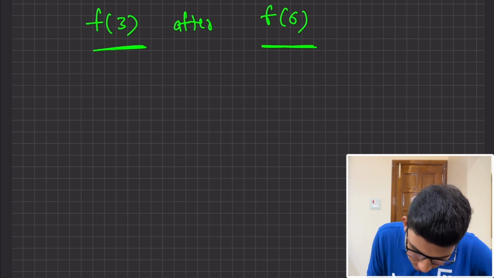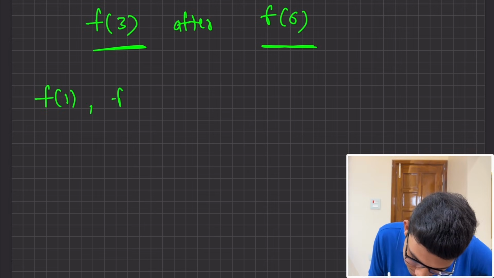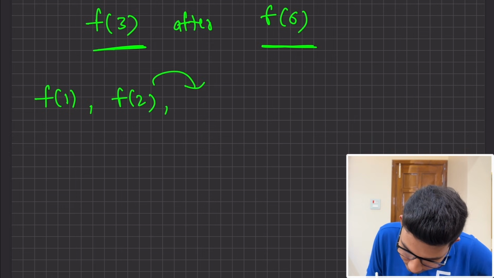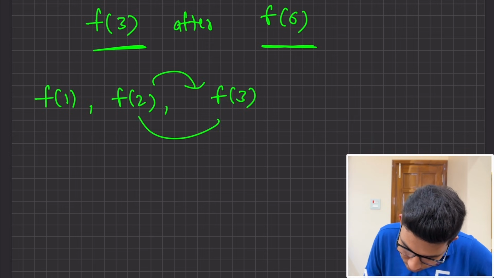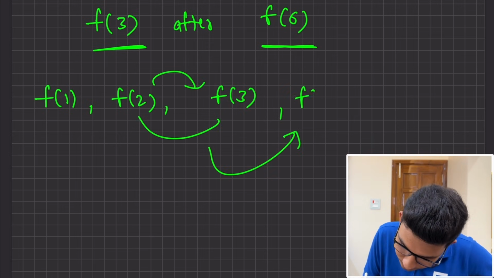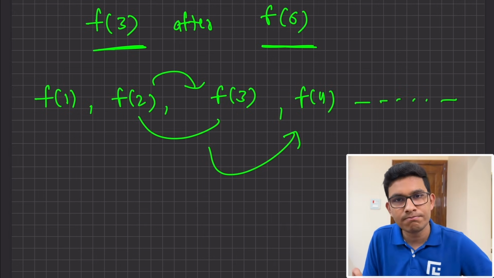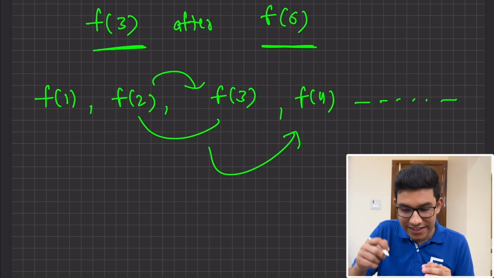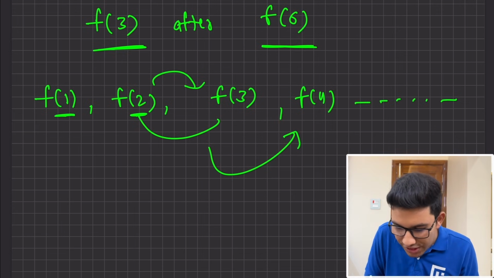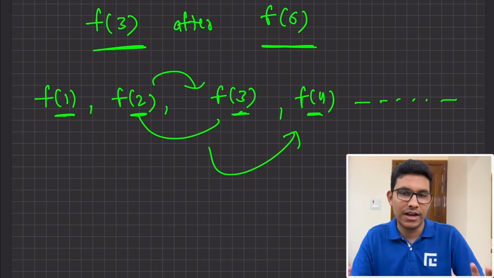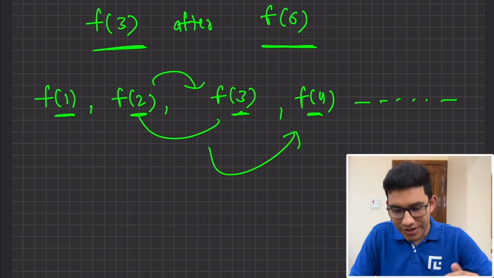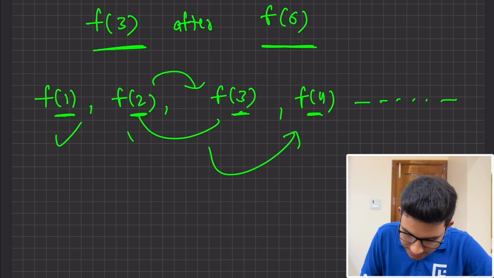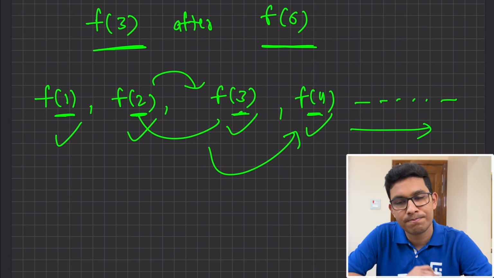Got it? So if we know the answer for f of 1 and if we know the answer for f of 2, we can directly get the answer for f of 3. If we know these two answers, we can directly get the answer for f of 4 and so on. Right? So what this means is that the smaller values of this key that we're talking about should be evaluated before the bigger values. So what we can do is start by evaluating this, and so on.